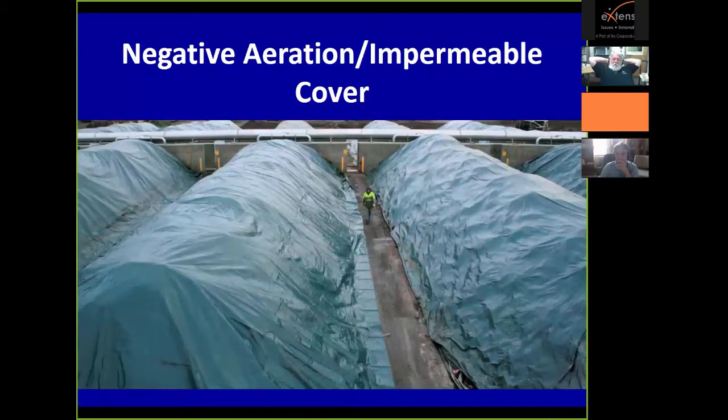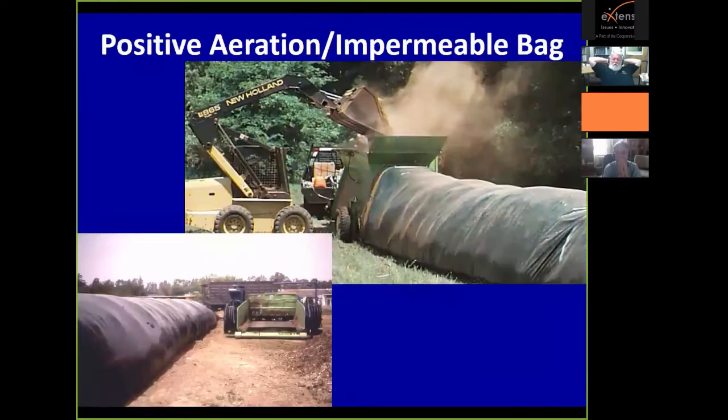This is the negative aerated static pile system. These have very small aeration holes in them to allow the air through into the pile. These are basically a modification of the old farm-based method of making silage, where you put the hay in a plastic bag and let it ferment.